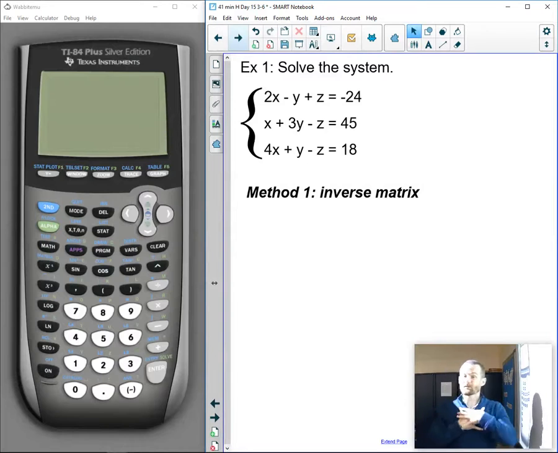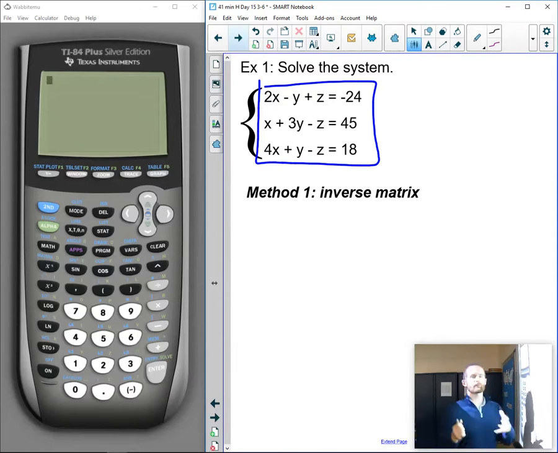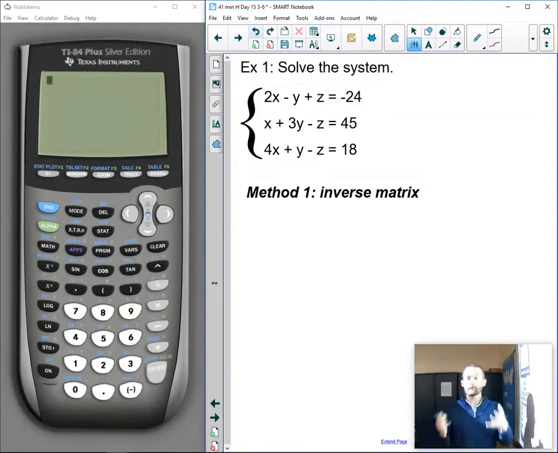Now, the first way is actually my preferred method. I don't like the second method as much, but I'm going to show you both and you decide which one you want. So the first one is called using an inverse matrix. So what I'm going to do is essentially represent this system as a sort of matrix equation.